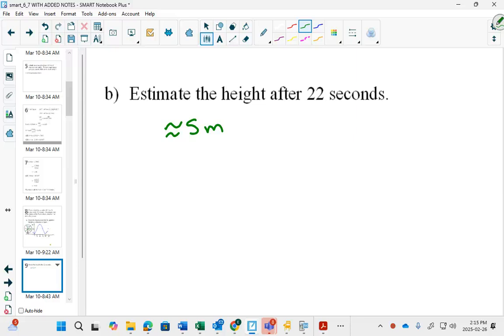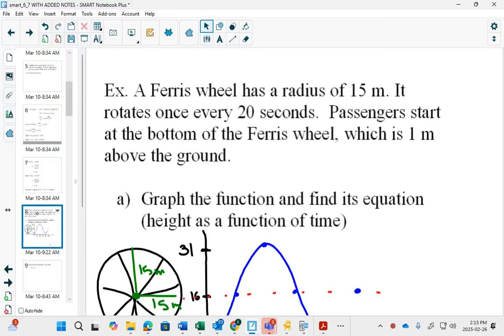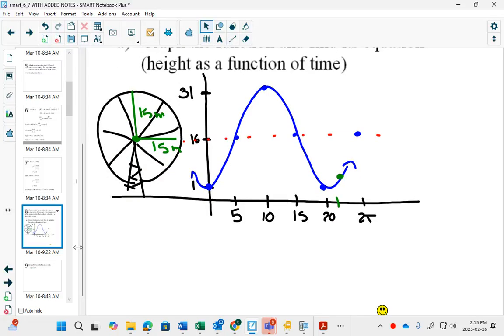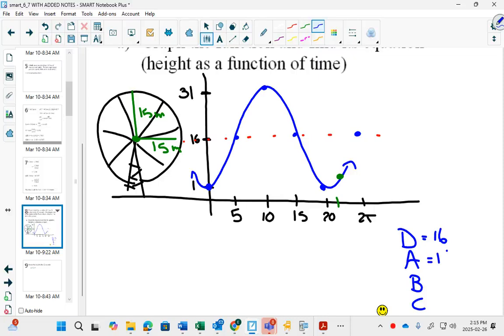If we wanted to find it exactly, we'd probably have to use our calculator to do that. And then we need an equation. So, did it ask us for an equation in A? Did I miss it? It says find an equation. So we need to think about DAB C here. We've got the graph. Do we know our center line? Yes, 16. Do we know our amplitude? Yes, 15. We know that our period is 20.